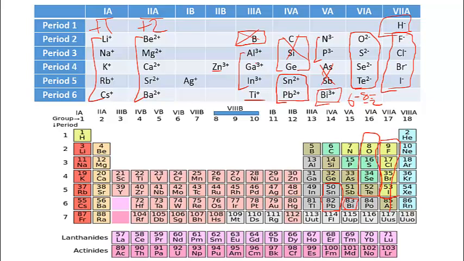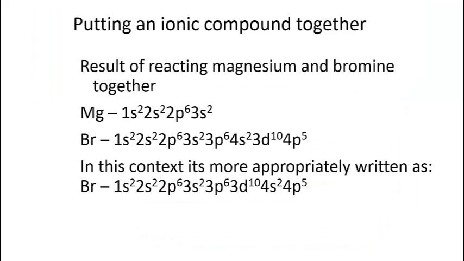So this table, it's probably best that you make some flashcards and memorize it, but know that a lot of cations and anions can be determined based on their group in the periodic table. Putting an ionic compound together. So let's say you wanted to know the formula for a compound, say the result of reacting magnesium and bromine together. You begin by putting both atoms side by side, with the metal on the left and the nonmetal on the right. And we write the electron configurations for both atoms.